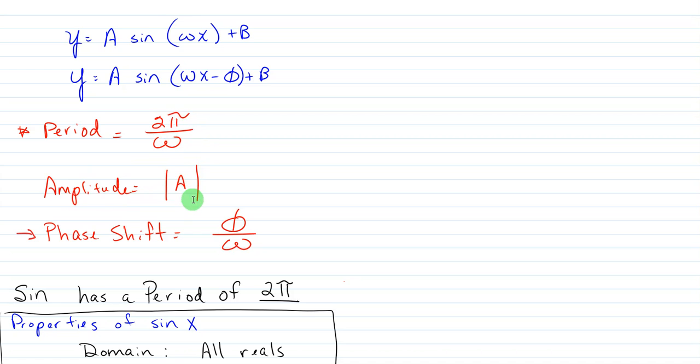Amplitude is the absolute value of a, which is the number in front of the sine function. It's always going to be positive because it's absolute value. The phase shift occurs when you have this number divided by this number, and that's going to go either left or right. So those are the things, and then this b is a vertical shift. So we'll see those when we start looking at the graphs.